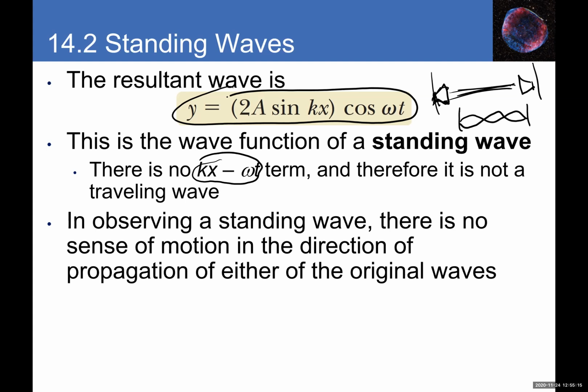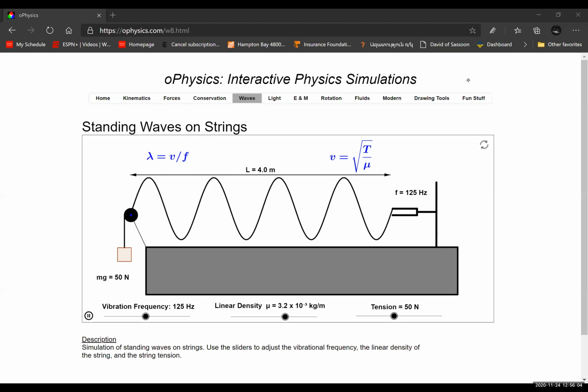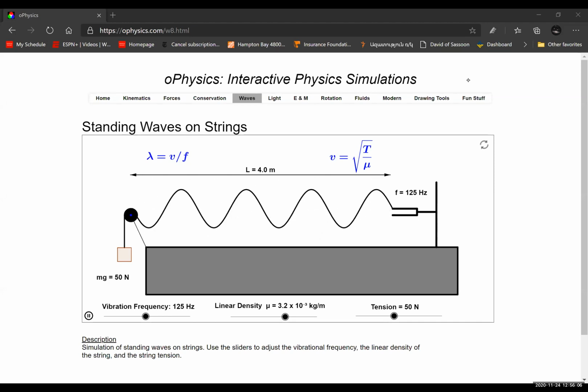So one of the things we can get from this is that we see the wave propagating back and forth, but we can't tell in which direction it is moving. There's a nice simulation that I can show you, to give you some idea of what a standing wave visually looks like. All right, so here's a standing wave. As you can see, the wave is just going back and forth like this.